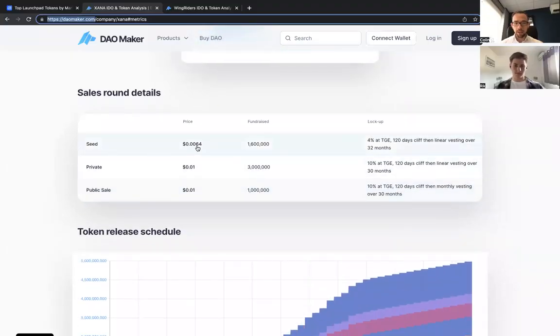Seed at 0.4 of a cent, right? Then 1 cent, 1 cent. There's a 1.6 million raise, 3 million, 1 million. For TGE, 120 days cliff, then linear vested over 32 months. 10%, 120, linear vested over 30 months, 10%, 120, 30 months.